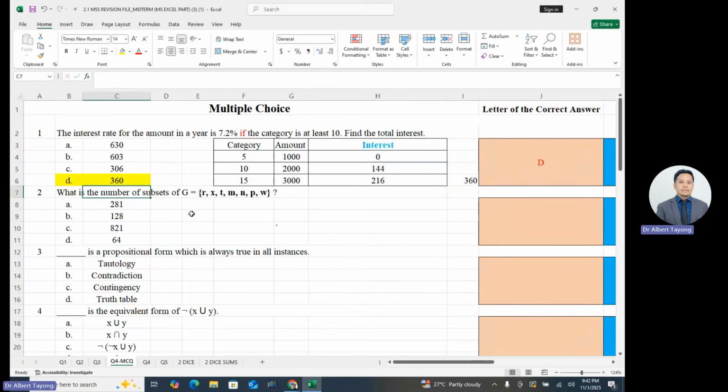Here we're going to find the number of subsets. The formula is 2 raised to the power of n. N is the number of elements. So we have 1, 2, 3, 4, 5, 6, 7. So equals 2 raised to the power of 7. Answer is 128. That's B.